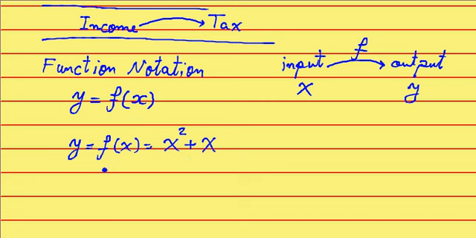Well, the meaning of this is that if I tell you the value of input is taken to be some number, say 3, then the value of the output is going to be obtained by substituting the 3 in this formula. So you take 3 and square it, and then add the 3 to it, so that's 9 plus 3, and that's 12. That is the output.